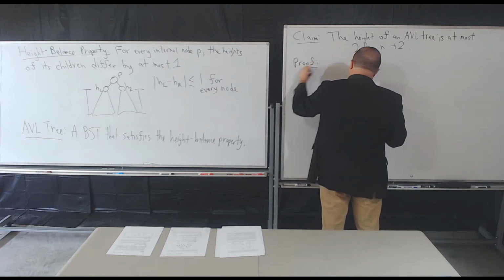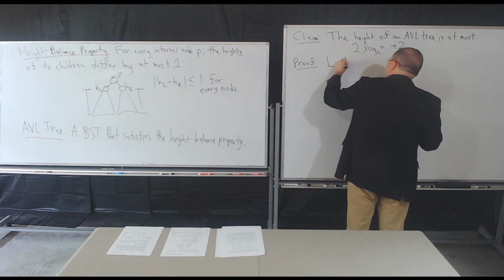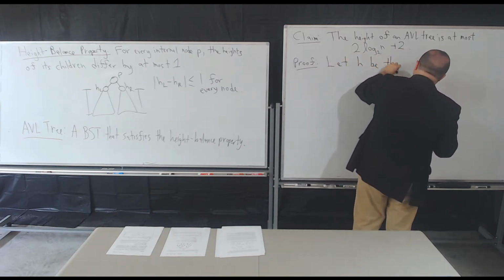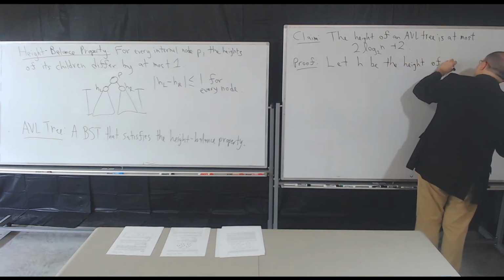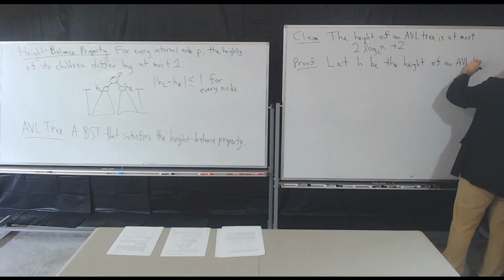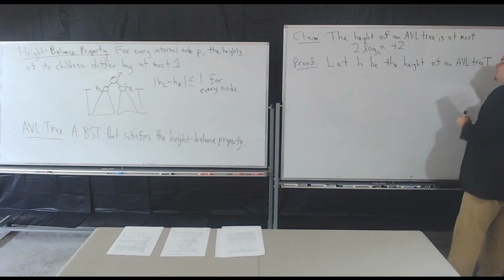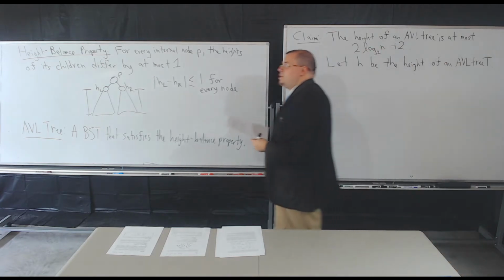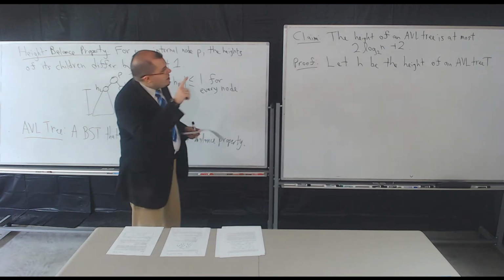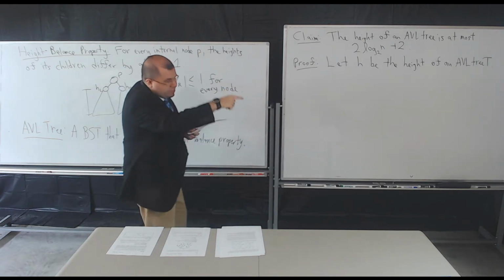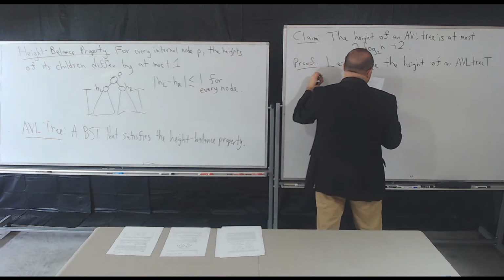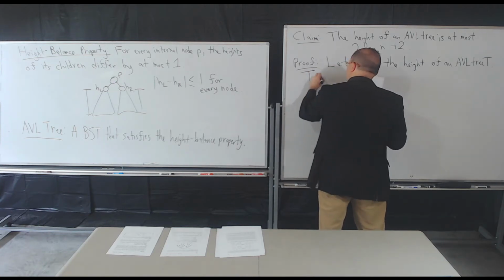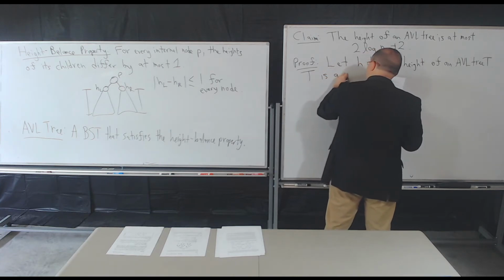So let's prove this. Let h be the height of an AVL tree T. It's worth noting that I'm proving this for any AVL tree. When you read a statement like that, you should read it as for an arbitrary AVL tree T. I'm not just cherry picking a particular example. It has to be true for all of them. So what do we know about a binary search tree? T is a proper binary tree.